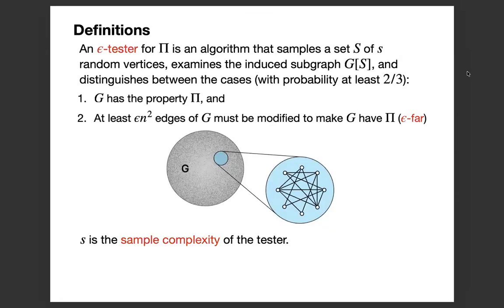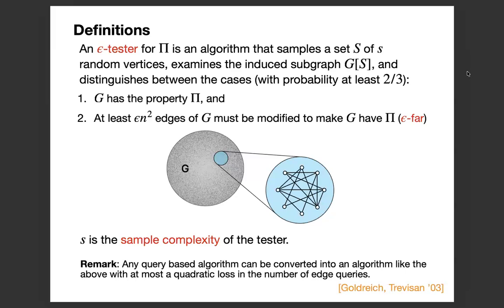So let's give some definitions. We're going to say an epsilon-tester for this property Pi is an algorithm that takes a random sample of vertices and looks at the induced subgraph and can distinguish between these two cases: the case that the graph has the property and the case that it's very far. Again, you can think of the k-colorability property. We're going to call S the sample complexity, the number of vertices of the induced subgraph that you look at. This is going to be our main measure of interest. We're not going to worry too much about running time.